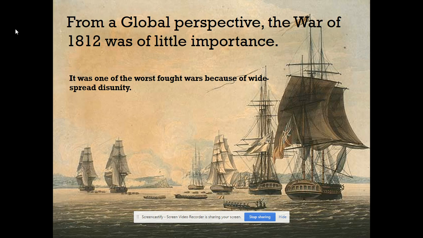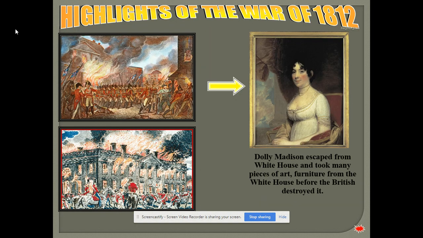Now, Napoleon does come out of exile at the end of 1814, and then makes one last hurrah in 1815, and ends up losing in a three-day battle called the Battle of Waterloo. And Napoleon is exiled for good off an island off the coast of East Africa, where he dies.